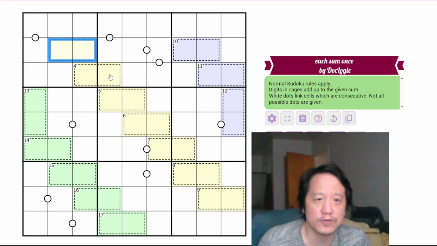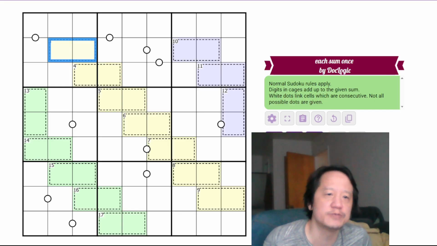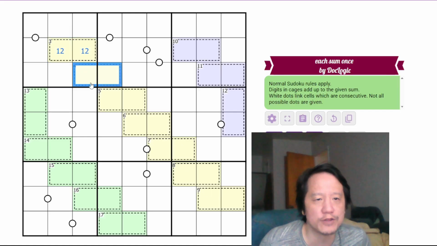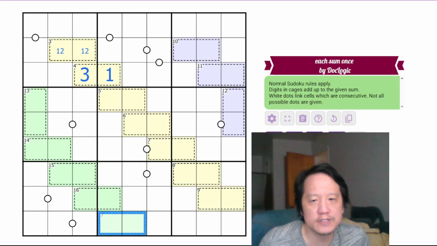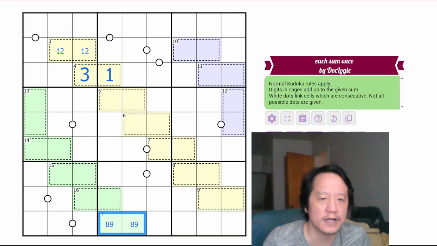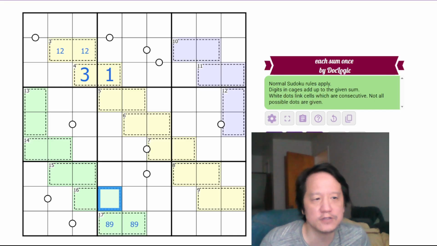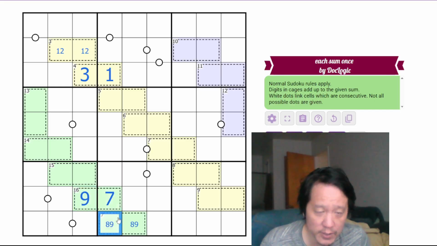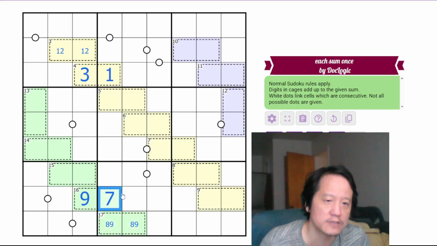Okay, let's go for the ones that we know are certain what they are. Two digits adding up to 3 is 1 and 2. Two digits adding up to 4 is 1 and 3. This can't be 1 because of the 1-2 pair in the box, so this is 3 and that's 1. 17, the two digits are 8 and 9. And then 16, two digits have to be 7 and 9. So this must be 7 here, this must be 9 here, because of the 8-9 pair in this box.